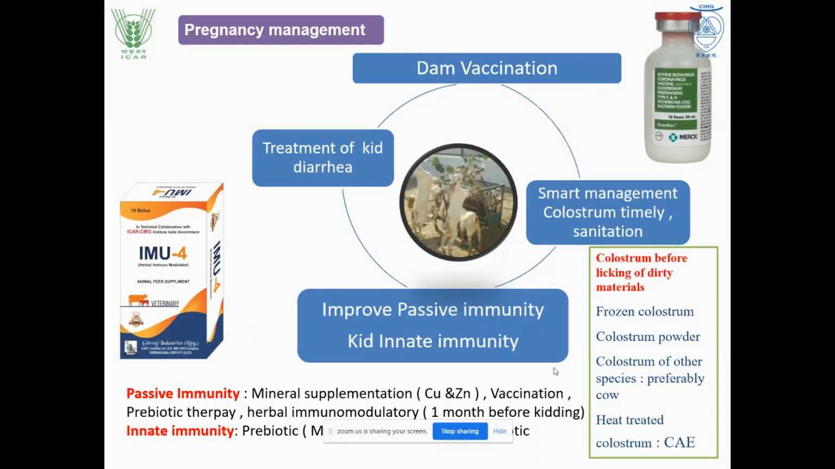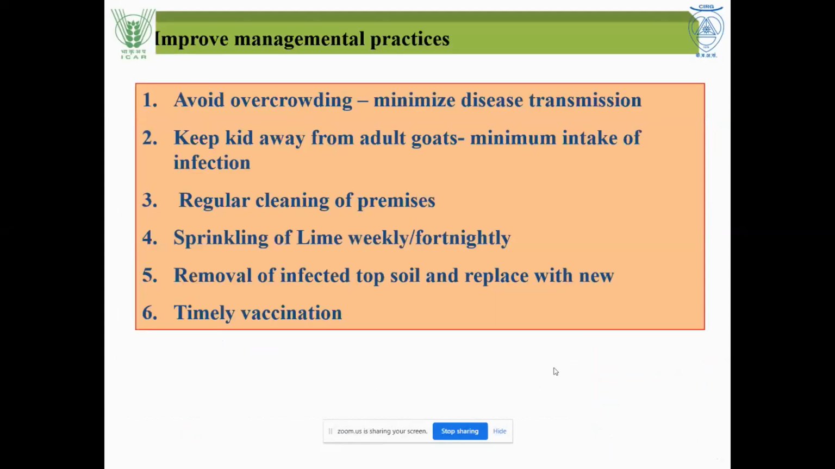Innate immunity you can improve by using prebiotics like mannan oligosaccharides, and that also provides a better microbial environment to the younger kids. Prebiotics and postbiotics can be utilized. So there are certain practices that need to be adopted by the farmers.